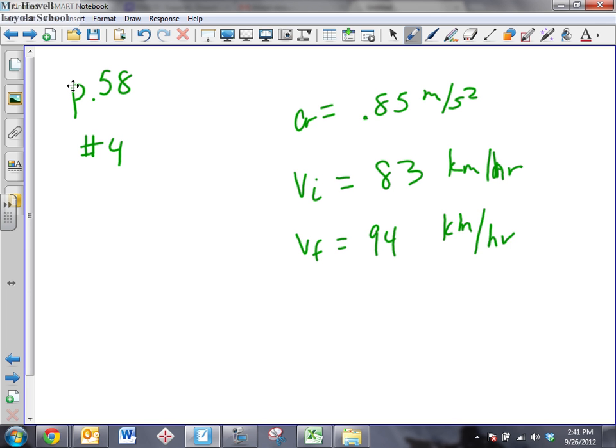Helen? Can I just ask a quick question? For number 4 on page 58, I used VF squared equals VI squared plus 2AX, but someone else told me that they switched the equation around before they even started. I just plugged the numbers in. Doesn't matter, either way it's fine. Guys, again, it's up to you. You can solve for the variable first and then plug in numbers, or you can plug in numbers to start and then solve for it.